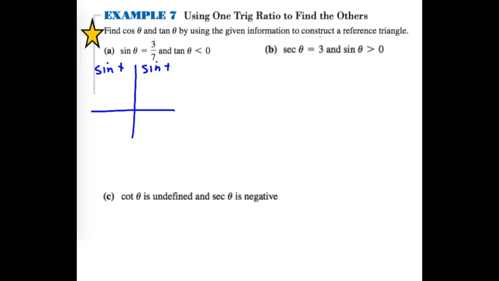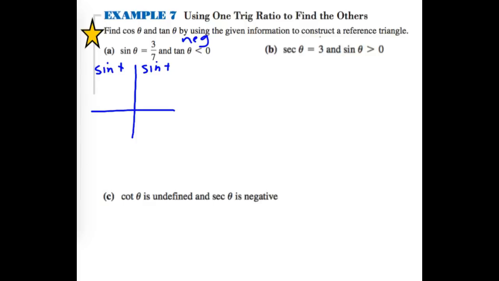Then it says, but the tangent has to be less than 0. So the tangent has to be negative. Well, tangent is y over x, right? Sine over cosine. So if we know sine is positive, but tangent has to be negative, it's telling me what?